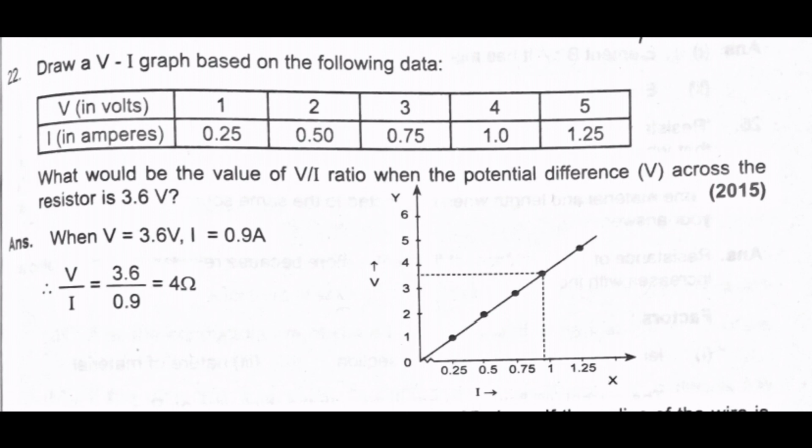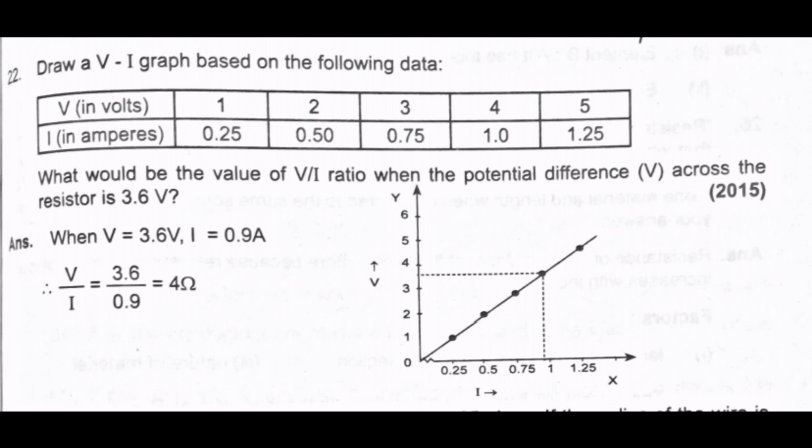Now we have to mark the points as shown in the diagram. Here we have the value of V as 1 and the corresponding current is 0.25. So how we will mark? Along the y-axis we have 1, along with that we can see 0.25. So that point is marked as the first point, and the second one is 2 and 0.50. So for 2, corresponding to that we have 0.5. Like that we can mark the points and join them to get a graph.